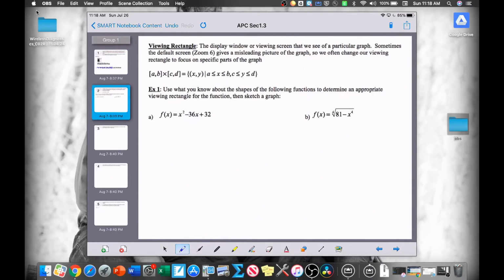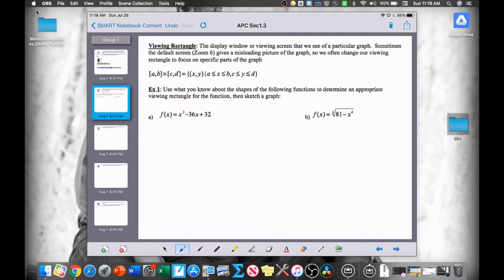We're going to begin by talking about viewing rectangles. When you are looking at a graph, you are going to choose a viewing rectangle to view your graph, meaning how big is your x-axis going to be, how big is your y-axis going to be. So your viewing rectangle is the display window or the viewing screen that we see of a particular graph.